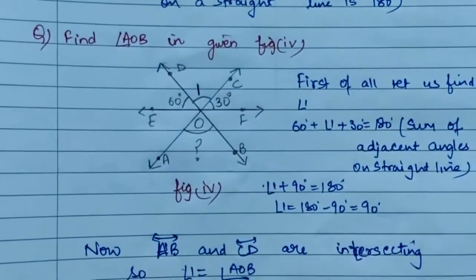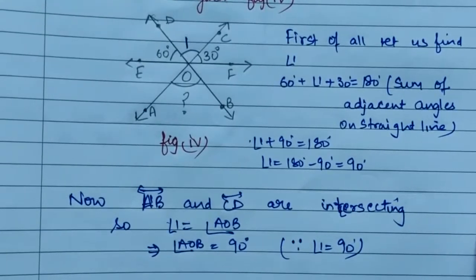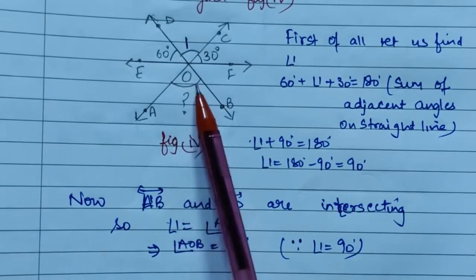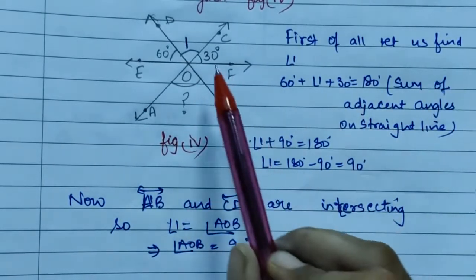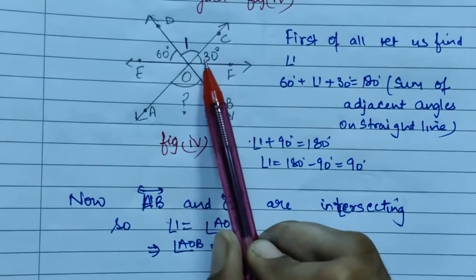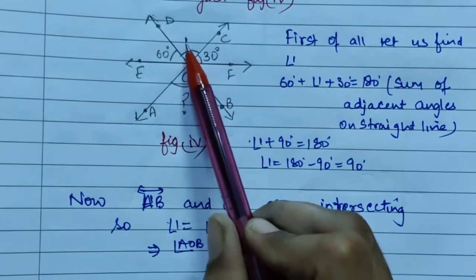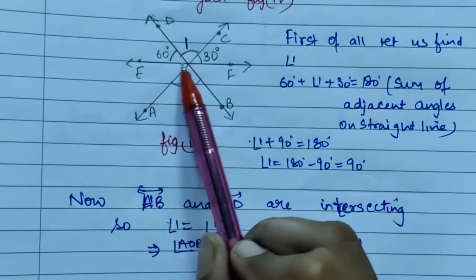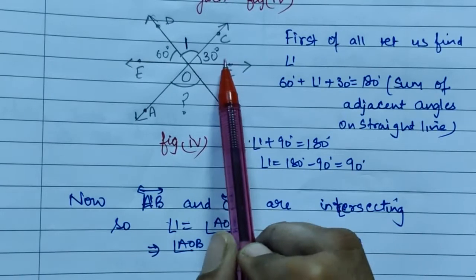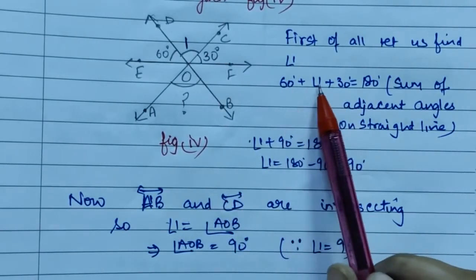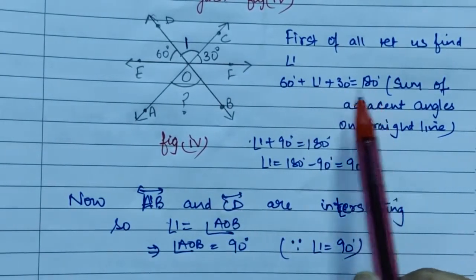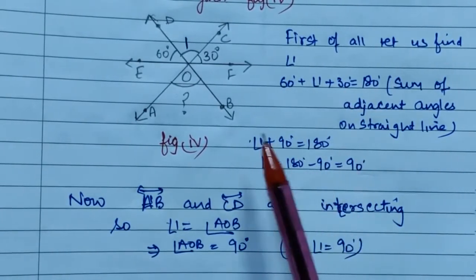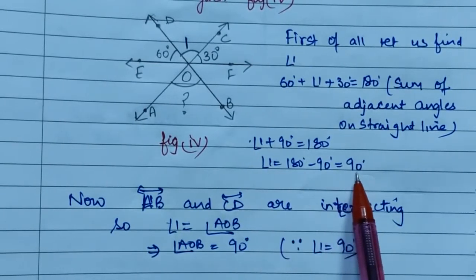Based on it, a figure is given to you and you have to find the value of this angle AOB. First of all, see here. This is 60, this is 30. Can we find this angle? Let us name it angle 1. All these angles are adjacent angles on a straight line. So their sum will be 180 degrees. So 60 plus angle 1 plus 30 is 180 degrees. This is 90. 90 goes to that side. It will become 90. So angle 1 will be equal to 90 degrees.